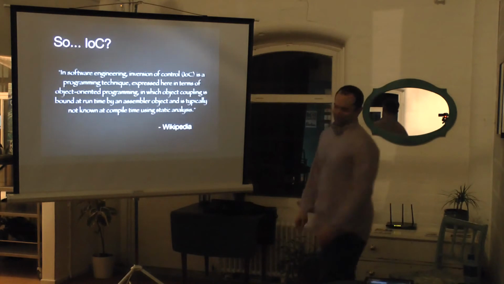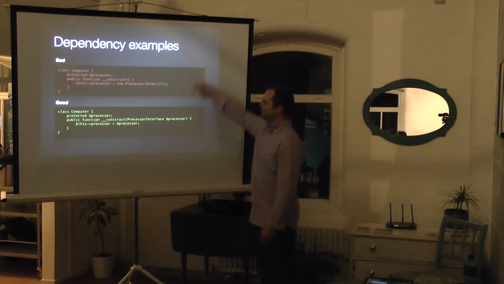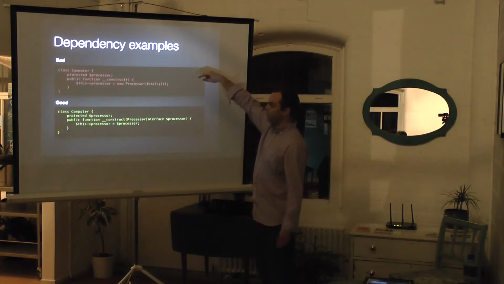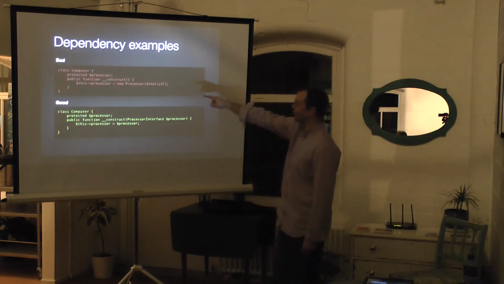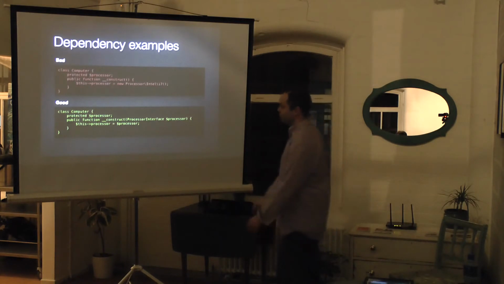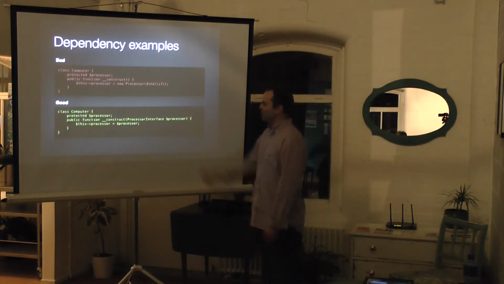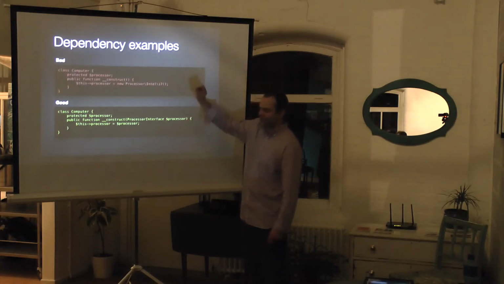So here's dependency examples. Bad, good. Class Computer, got a protected property in here called processor. Public function construct, this processor equals new Processor, until I set this namespace there. Bad, not good. You're directly instantiating an object from within your class. You shouldn't really do that. This is a better approach.